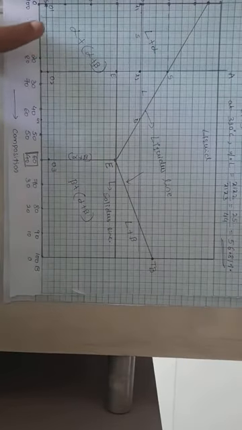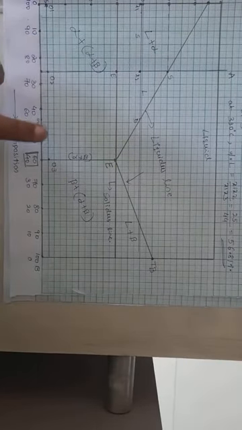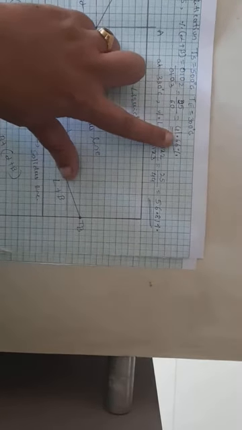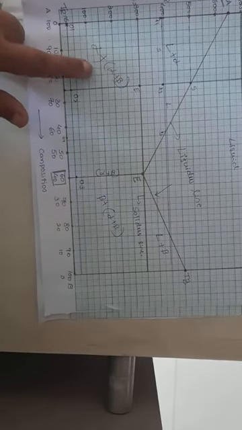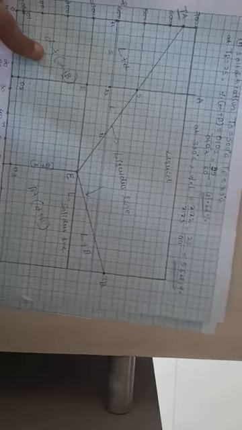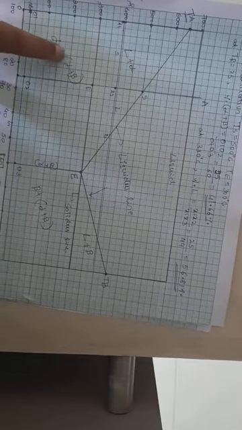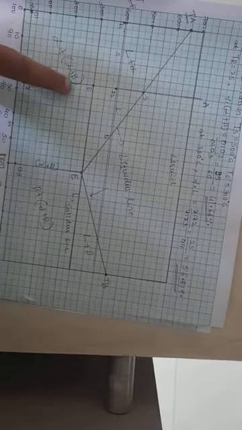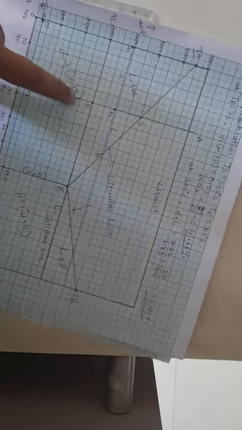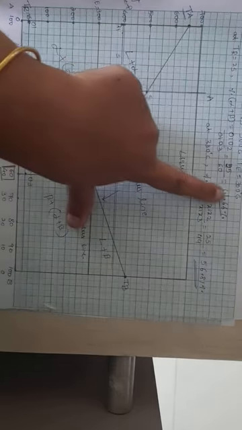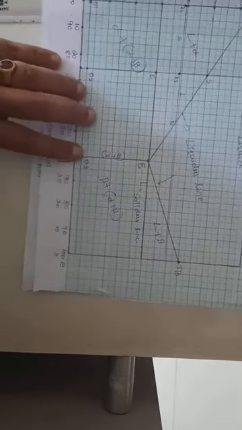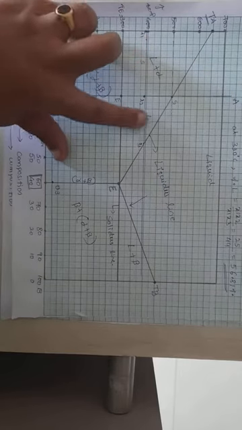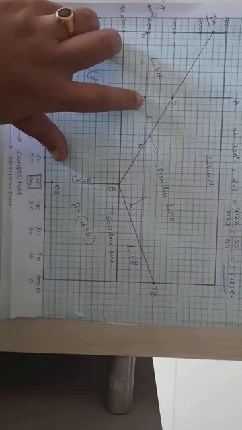What is the total length? 10, 20, 30, 40, 50 and 60. So 25 by 60 is approximately 41.66% of eutectic. Alpha plus beta together is 100% within the eutectic, but overall this alpha plus beta is 41.66%.